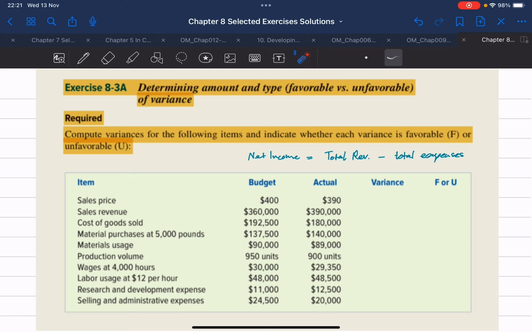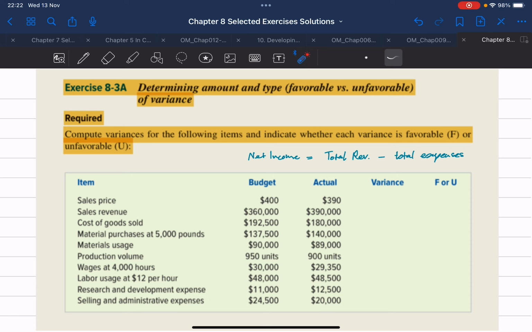If it relates to revenue, if the actual is higher than the budget, then that is a favorable variance because it's going to increase our margin, and as a result, it's going to increase our net income, right? And if the actual is less than the budget, then that is going to decrease our revenues, and as a result, decrease our margins and decrease our net income. So that would be unfavorable variance.